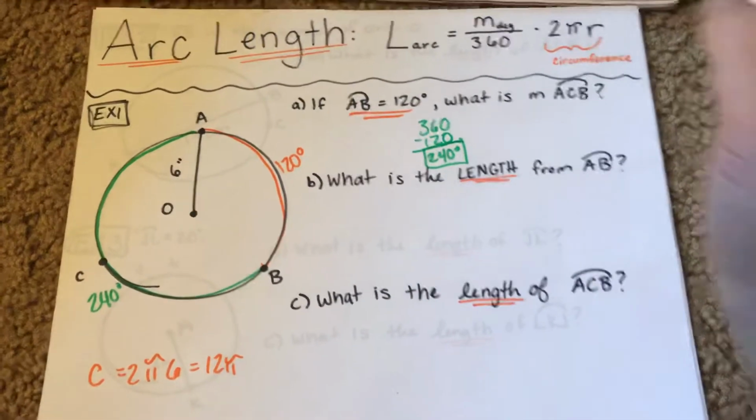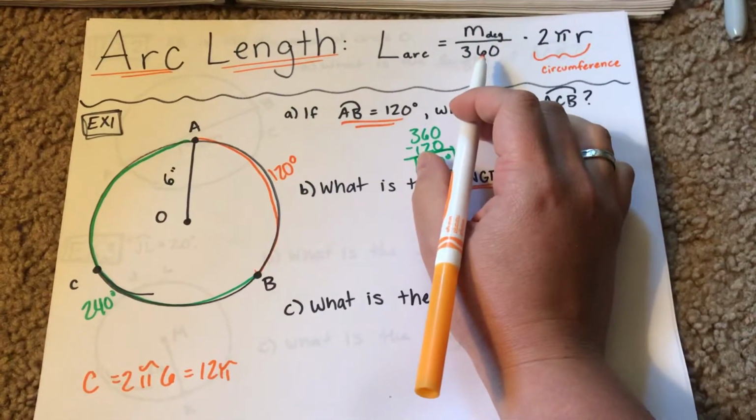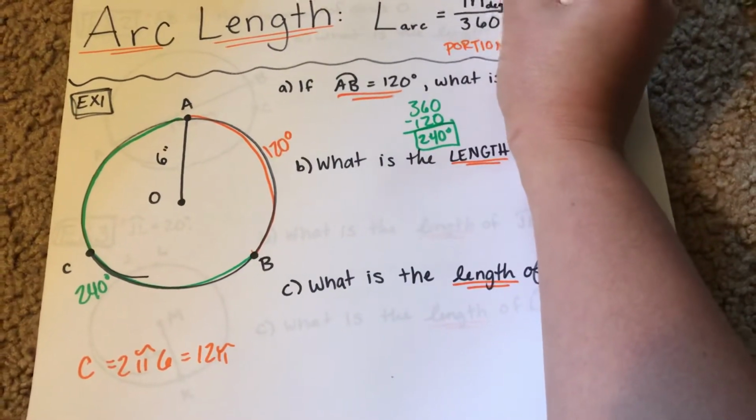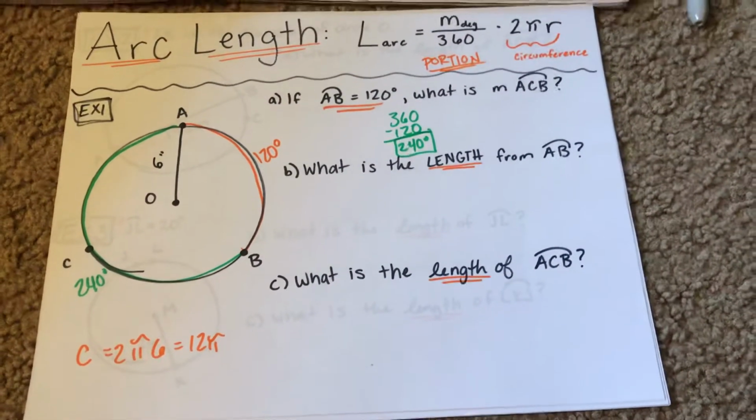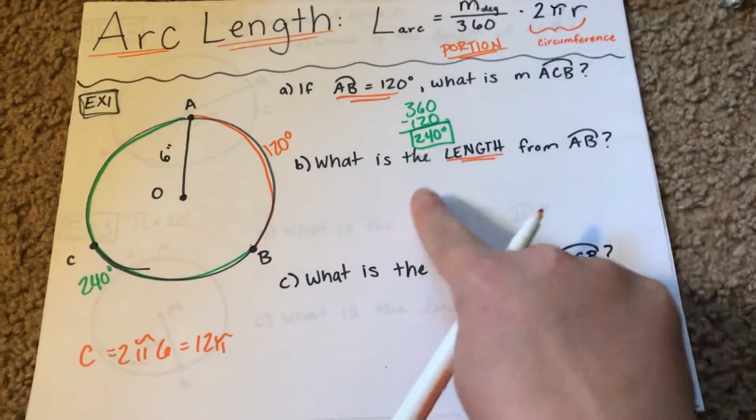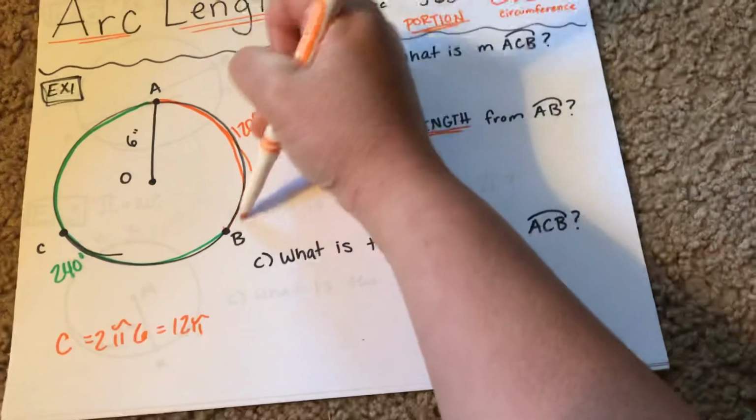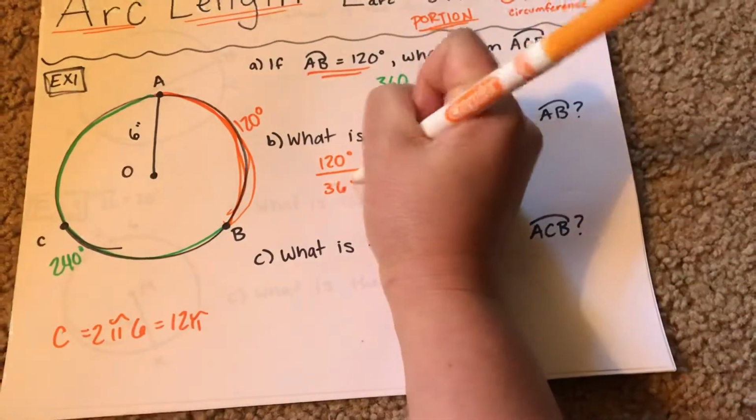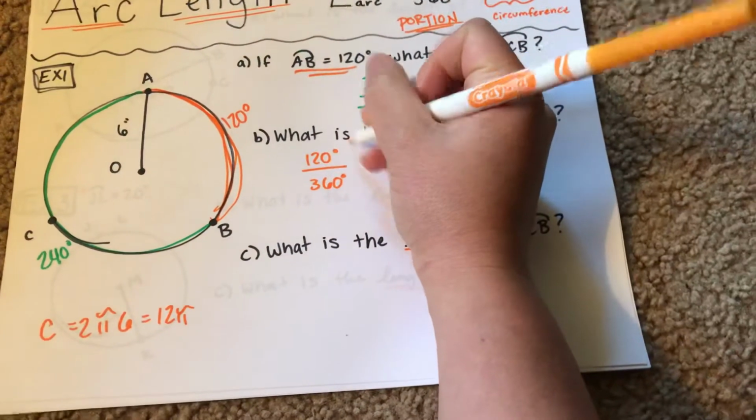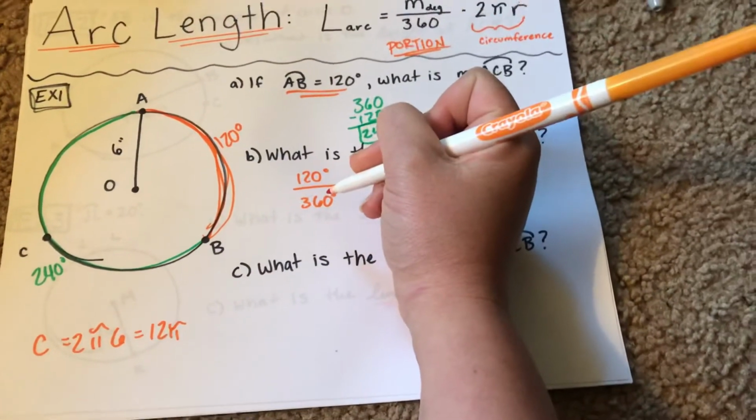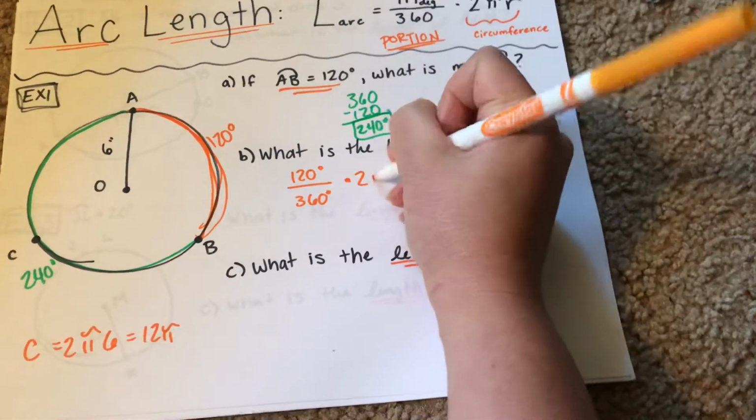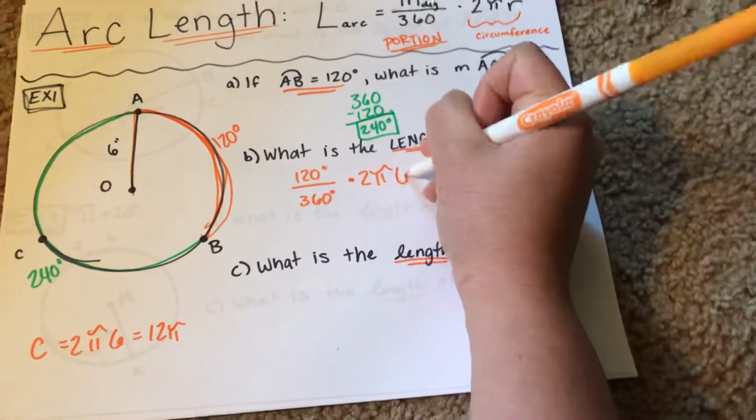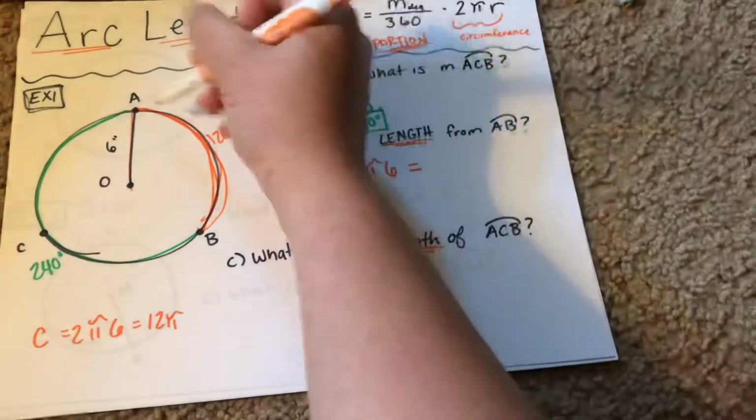But then they also have this m over 360. What is going on here? Well, this is telling you what portion, or what fraction, or what section of the entire circle we are looking for. So if we are looking for the length of A to B, this isn't the whole circle. This is 120 degrees out of the total 360 degrees. So if we can figure out what portion of the circle we're looking for, when we multiply that by the actual circumference of the circle, 2 times pi times the radius, which is 6 inches here, that will give us the arc length.